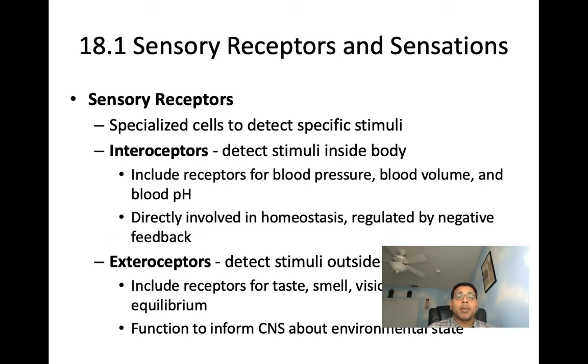Negative feedback systems are systems where the final product has the ability to inhibit whatever is causing its release.